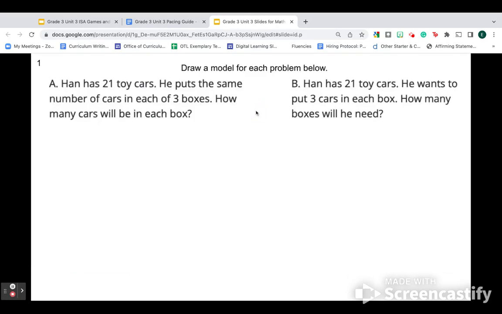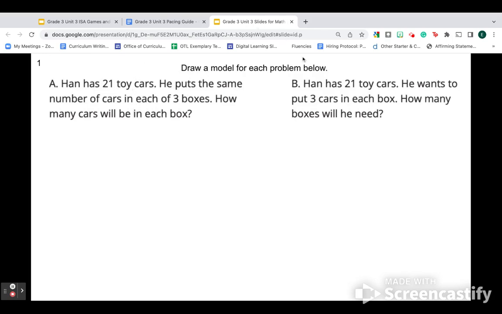Let's think a little bit more about division. Notice these 2 different division problems. Han has 21 toy cars. He puts the same number of cars in each of 3 boxes. How many cars will be in each box? We know the total. We know the number of groups. We want to know how many in each group.